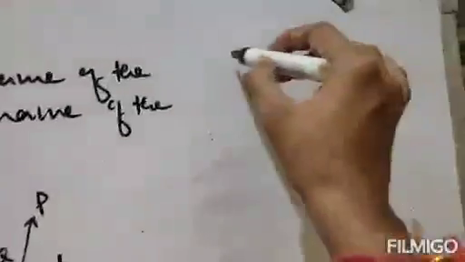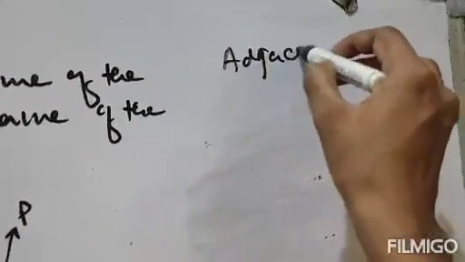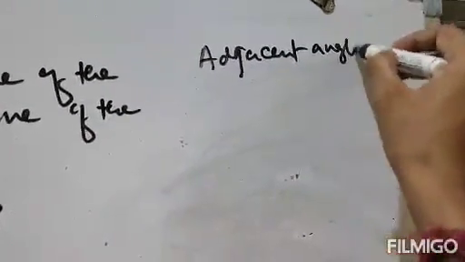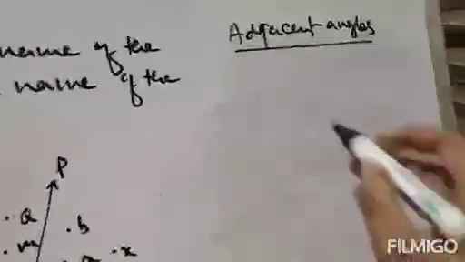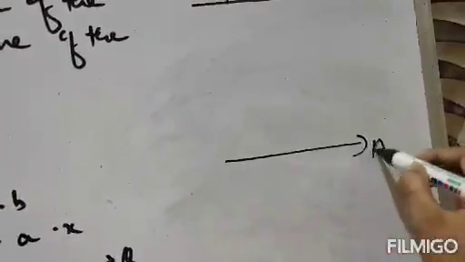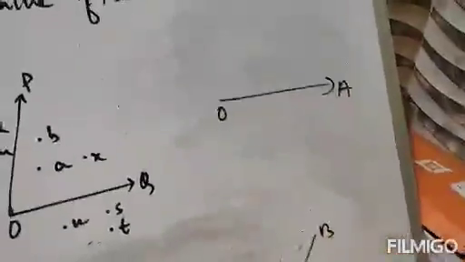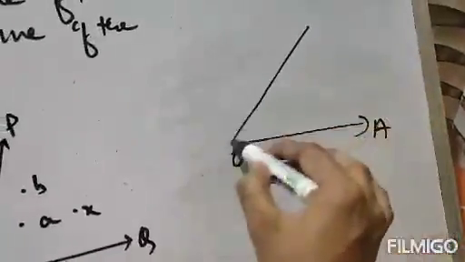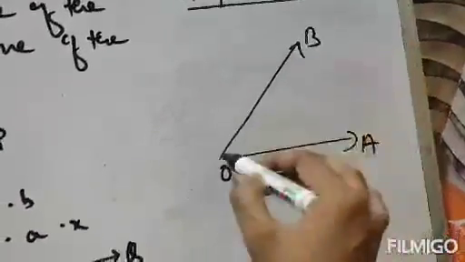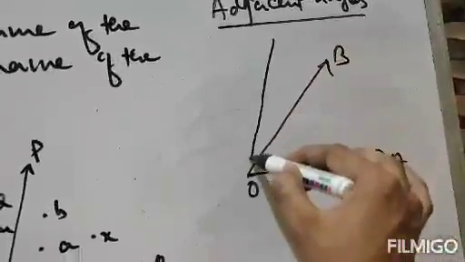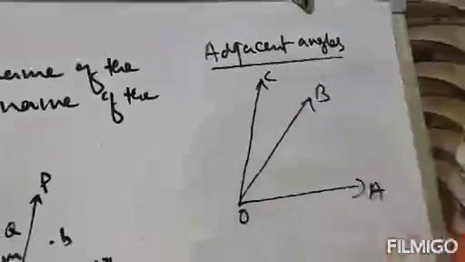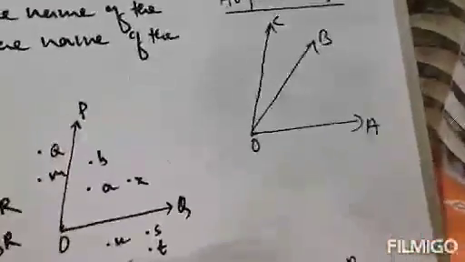Next, adjacent angles. Let me first draw a diagram so that you can properly understand. Suppose this is a ray OA. This is another ray OB, and this is another ray OC. OA, OB, OC, 3 rays are there.